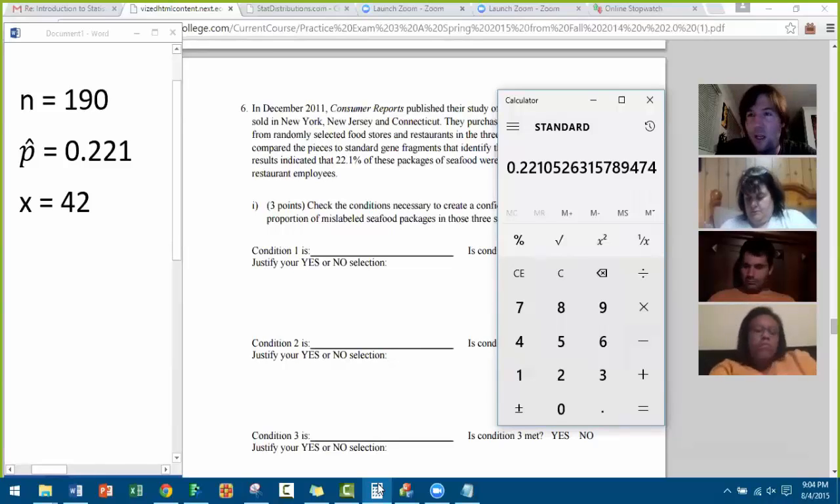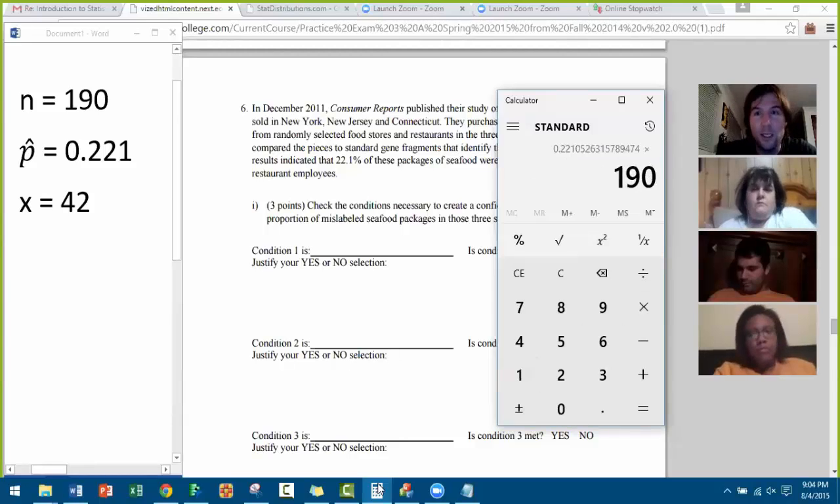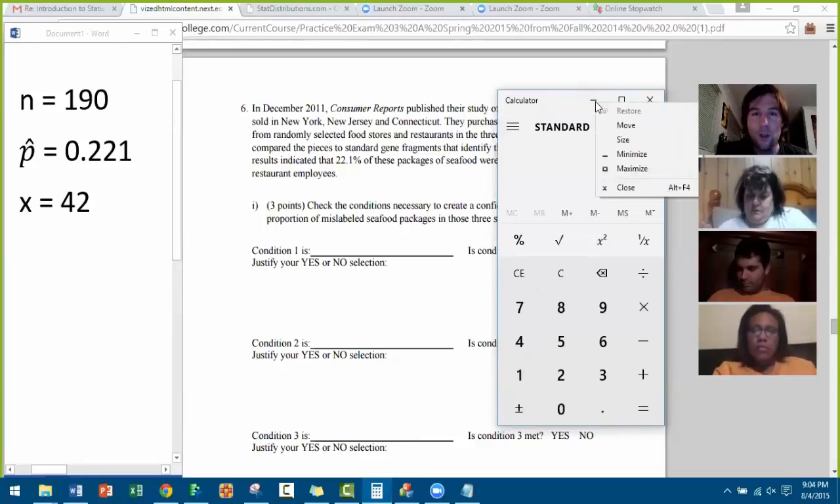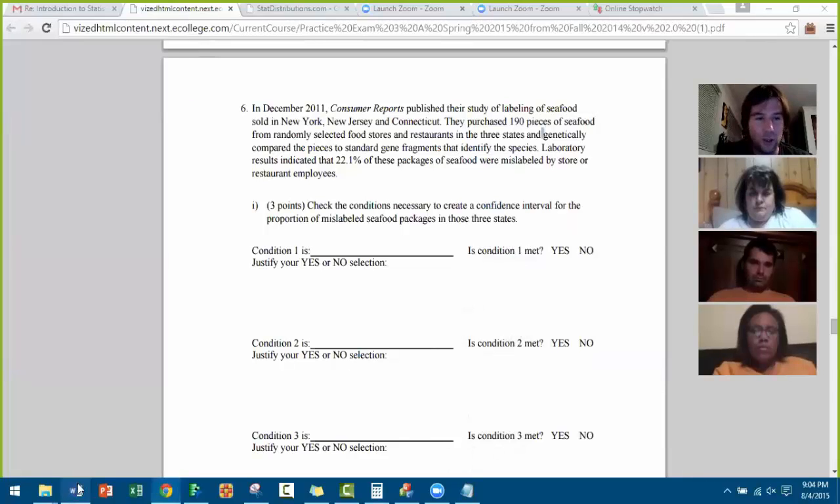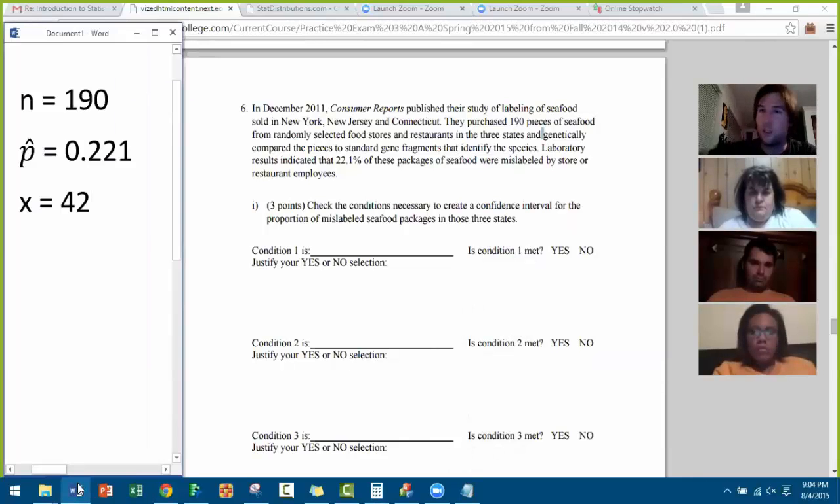It's like 22.1% of the packages are mislabeled out of 190. Well, how many were mislabeled? 22.1%, so you multiply it by 190. That's all I did. You multiply this by 190, and you get 42. And that's where I got x equals 42. So we've written out the proper notation here. I can't stress how important this is to this problem. Notation, notation, notation, because it's easy to see that it's proportions now.